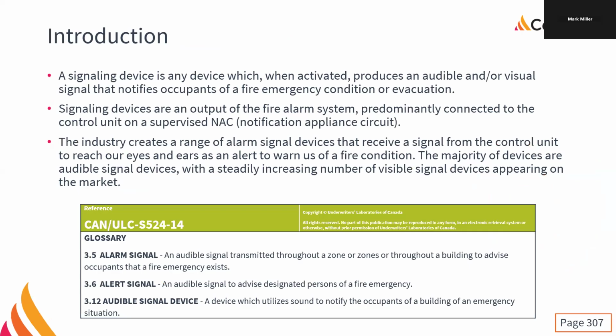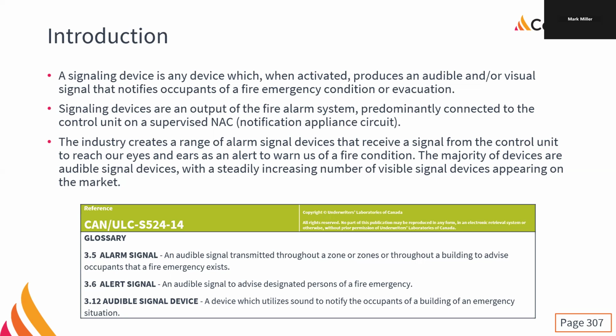So let's start with, well, what is a signaling device? It's any device which, when activated, produces an audible and or visual signal that notifies occupants of a fire emergency condition or evacuation. Right, these are outputs of the fire alarm system versus all our initiating devices, which are inputs. And they get connected to the fire alarm control unit on supervised NACs, notification appliance circuits. Of course, it has to be supervised because, well, we need to know that they're going to be functional. We need to know they haven't been removed because that's a huge issue. Well, people don't like being bothered.